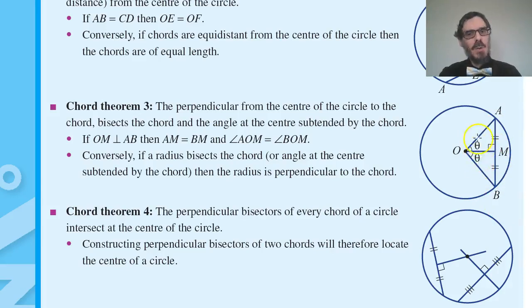Conversely, if you have 2 equal angles and 2 equal halves of the chord, actually, you can have either of those conditions, then this line going down must be perpendicular to that chord.